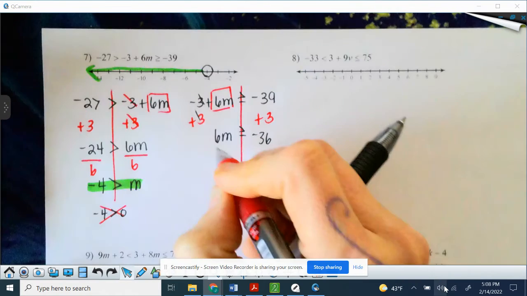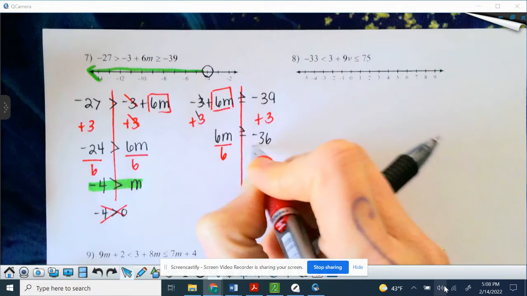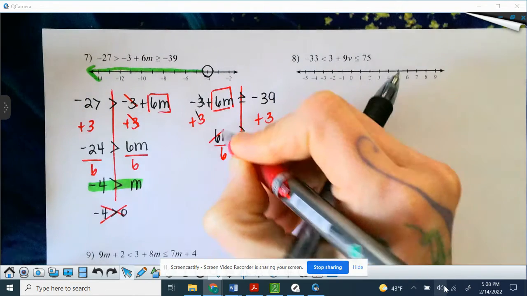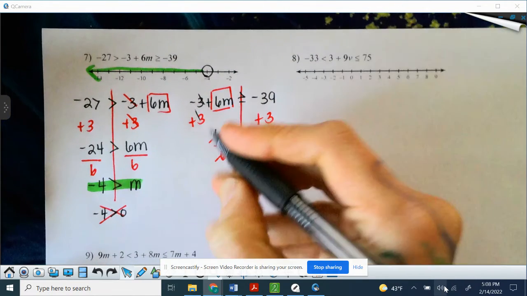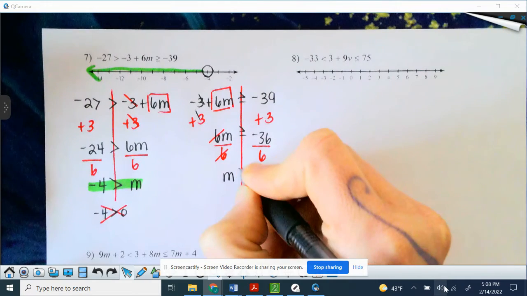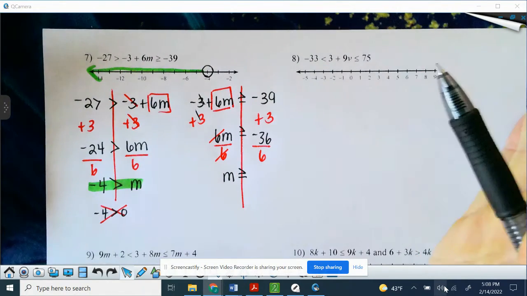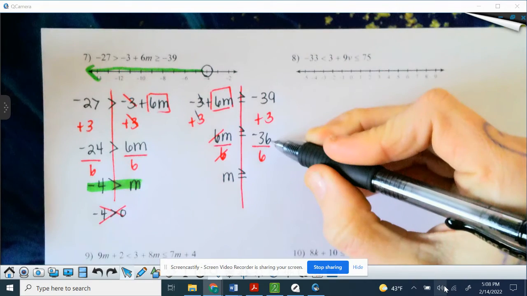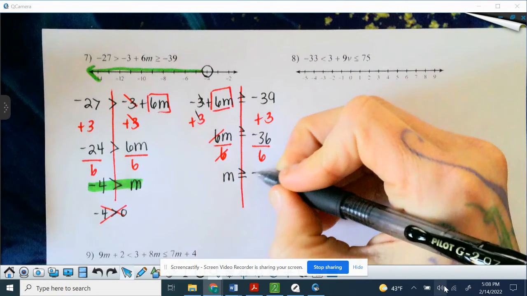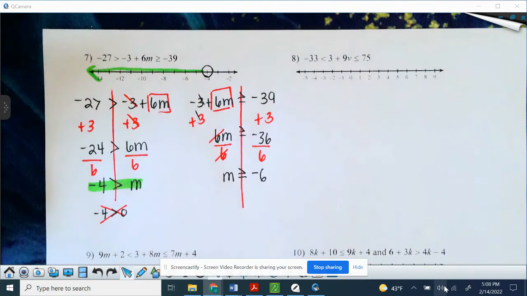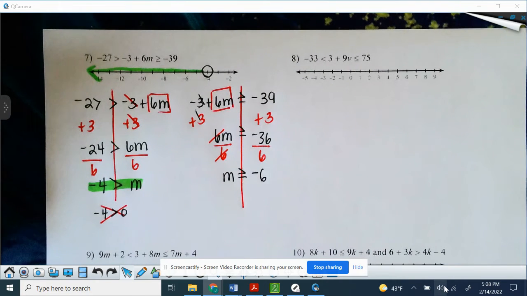That is multiplication, 6 times m, so we're going to divide by 6 on both sides to undo using inverse operations. And that's a positive 6 we're dividing by, so our symbol stays exactly the way it is. We're not flipping anything. Negative 36 divided by a positive 6 is going to give you a negative 6. Still, again, you did not divide or multiply by a negative. You just came out with a negative answer, so everything's fine. We're going to keep doing our math.